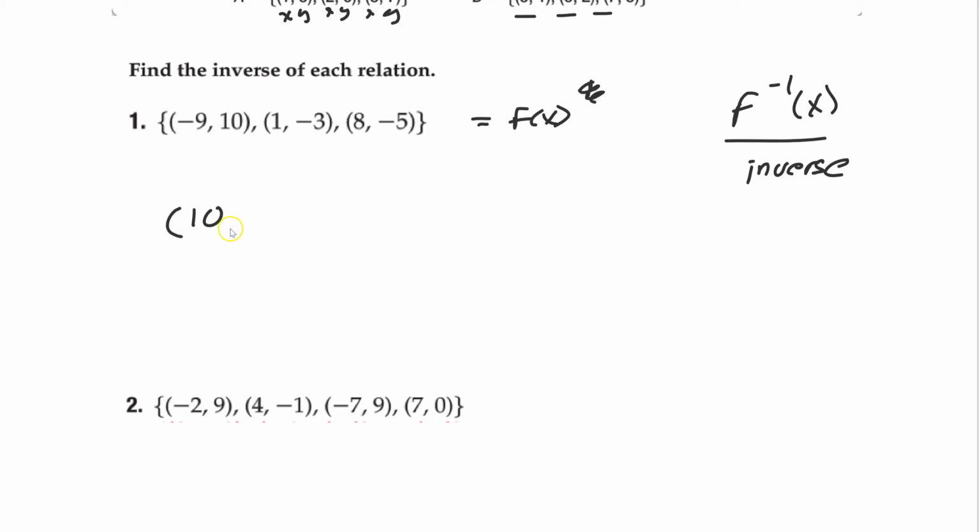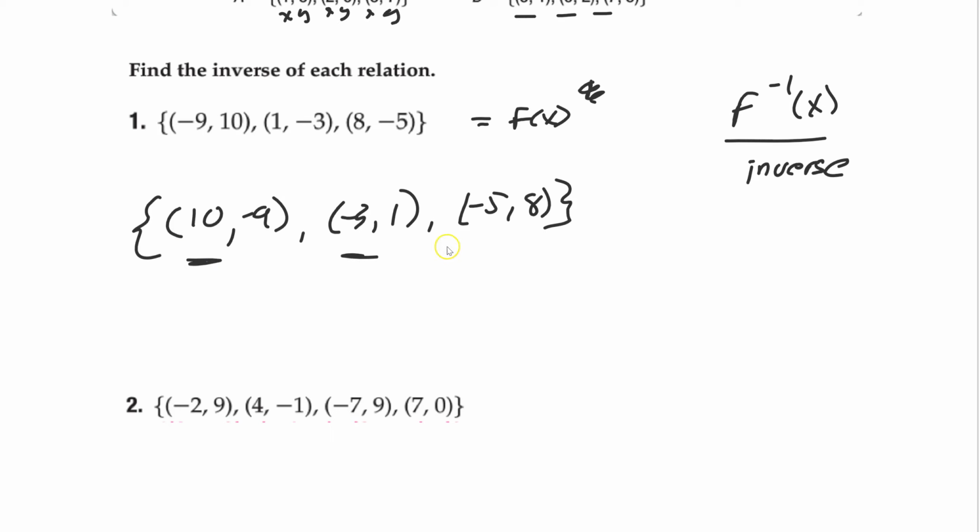So inverse would be 10, negative 9, negative 3, 1, and negative 5 and 8. And this one is a function, all the x's are different, so it's an inverse function. So that's our inverse function.